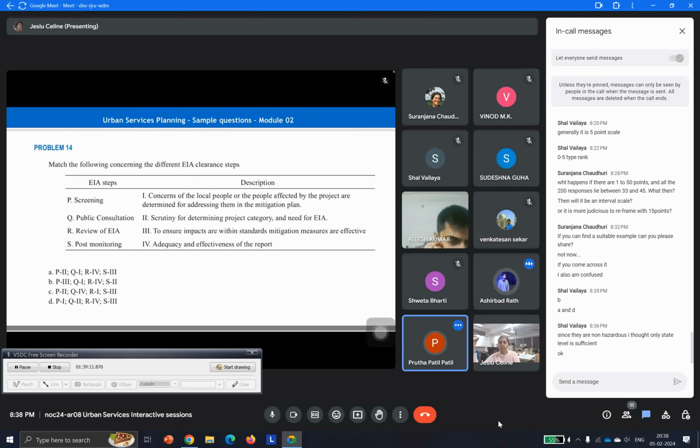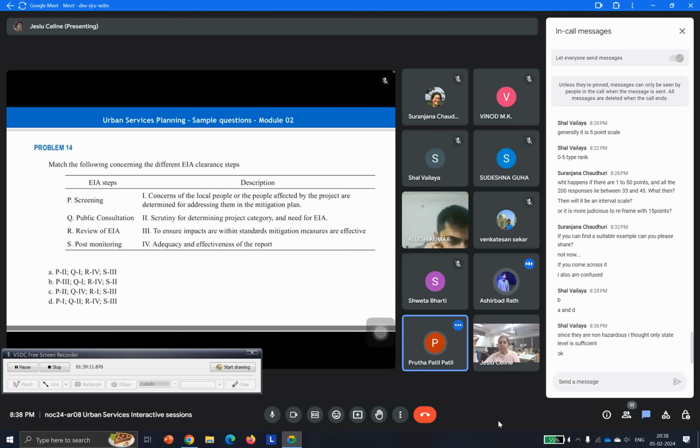Scrutiny for determining project category. Yes, very good. So this is the initial step. So you're the first one. You screen it or scrutinize this, and then you say which category or what are the elements that you need to look into. So this is the initial process that's been asked.